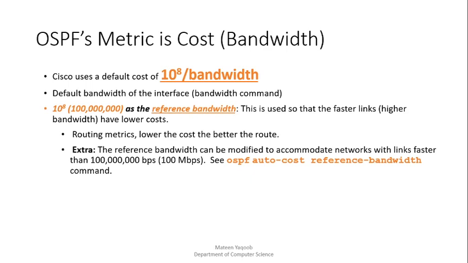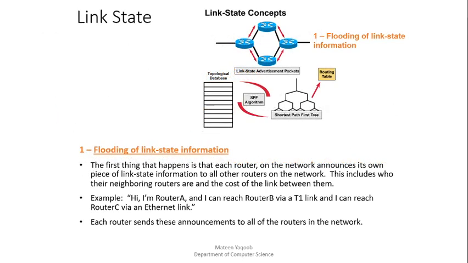The reference bandwidth can be modified. Yes, this 10 to the power 8 bandwidth can be modified to accommodate networks with links faster than 100 megabits per second, and this can be done using the OSPF auto-cost reference-bandwidth command. We won't be discussing that.